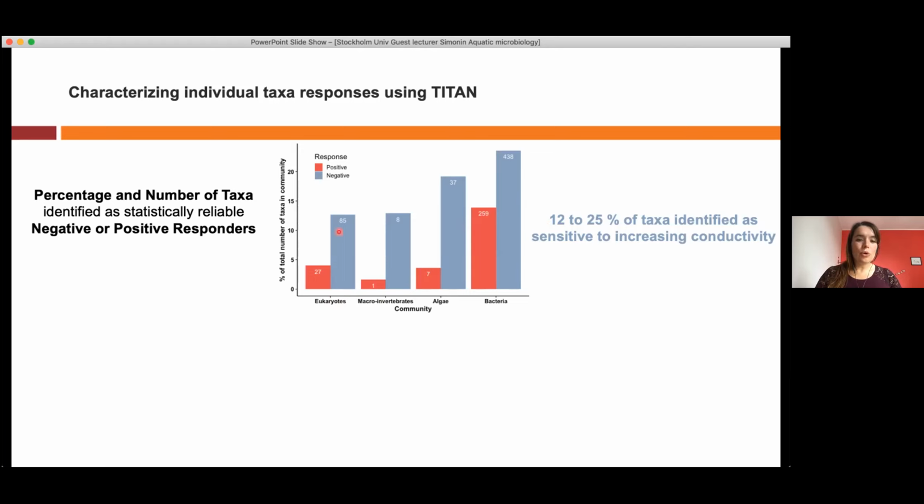And most of the taxa, when they were significantly affected by this gradient, were negative responders. We have few positive responders to this increase in conductivity, except among bacteria.